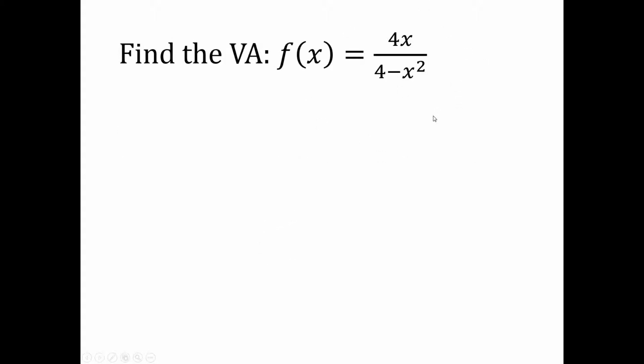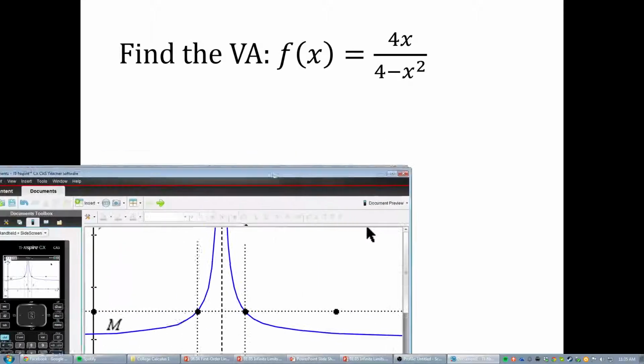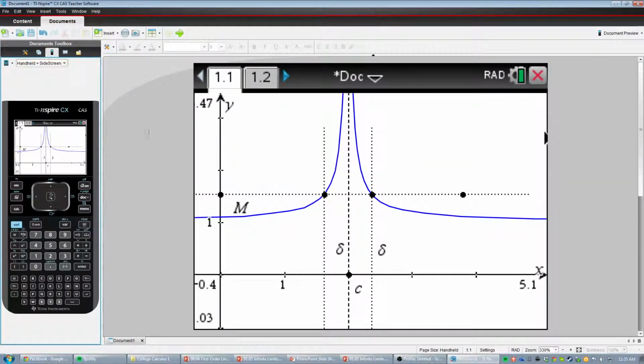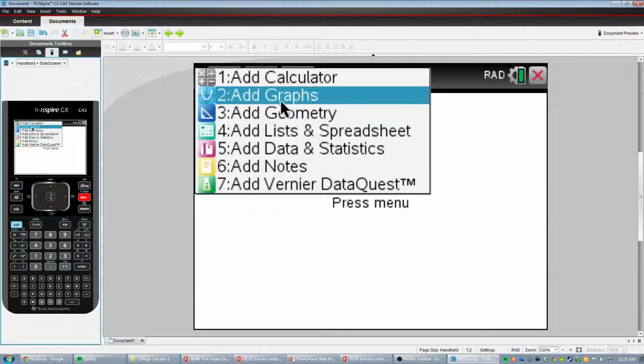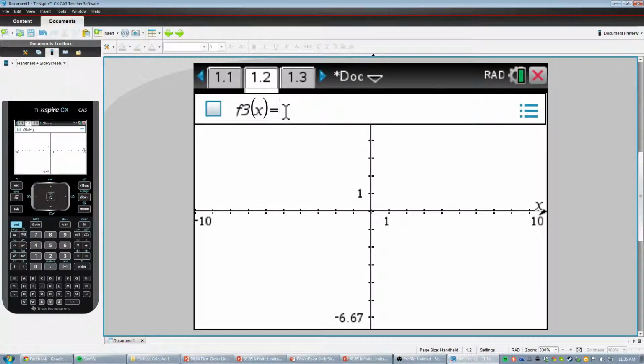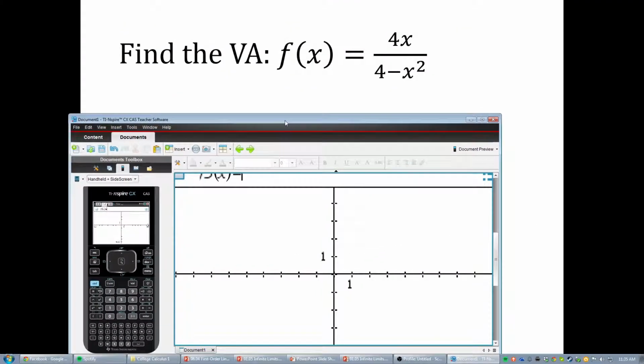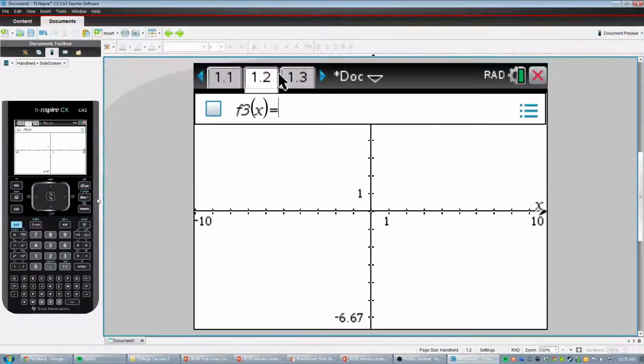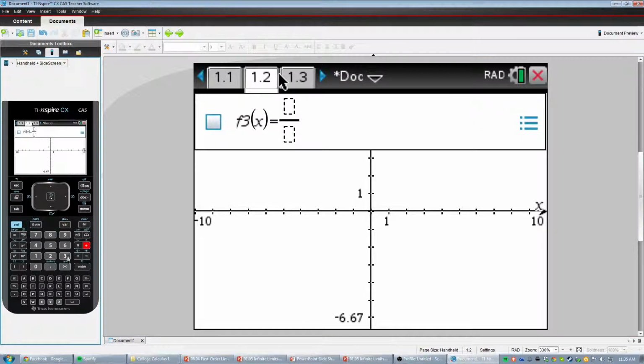Looking at this example right here, it's pretty easy to see that this function is going to be undefined at x equals 2. So just for kicks, let's graph this. Let's get ourselves a new page that will be a graphs page, and let's make this function. It was 4x over 4 minus x squared. We have the function of 4x over 4 minus x squared.